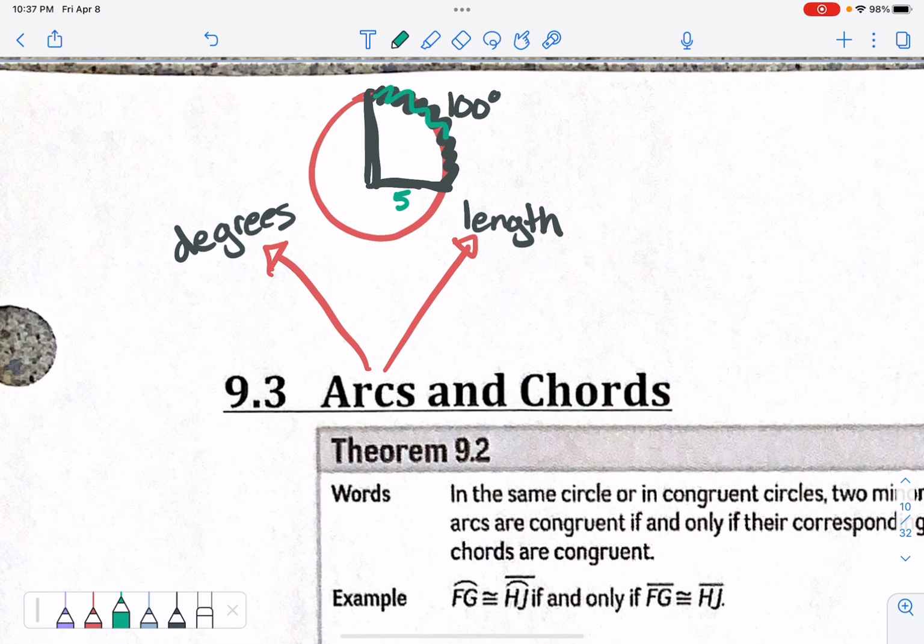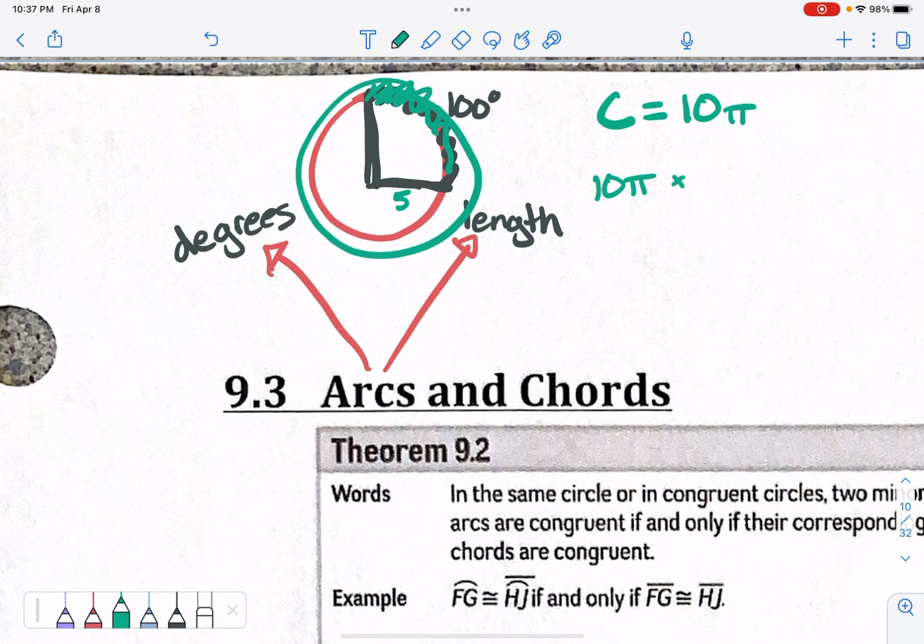we do arc length by using the entire circumference of that circle. If the radius is 5, then the entire circumference would be 10 pi. Then I take 10 pi and multiply by just the fraction of the circle that I'm talking about, because I'm not talking about the whole circumference. I'm talking about just 100 degrees of it. So I take it times 100 over 360, okay? And then I can figure out what the length of that is.